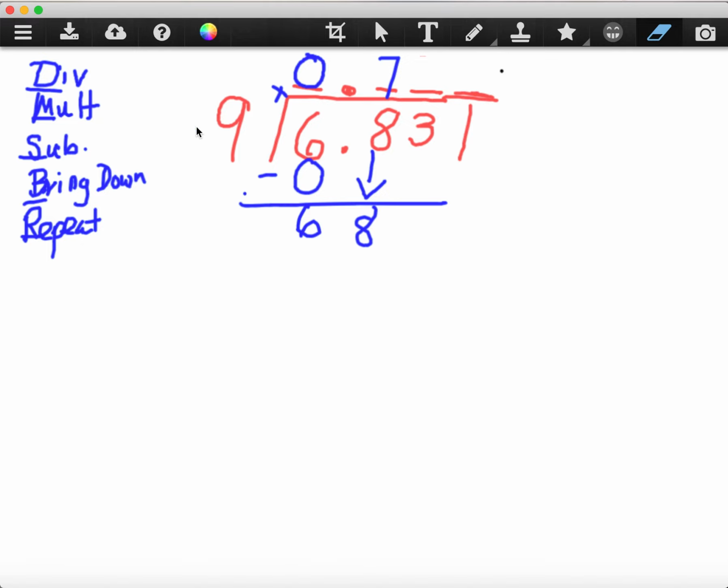We multiply. 9 times 7. We put our answer here. We subtract. 3 from 8. Okay. 6 from 6 is 0. We're back to restart. Repeat again all the way back up here, right? We go through, we subtract, and now we bring down. Okay. 9 goes into 53. I want you to think about it for a minute. How many times?